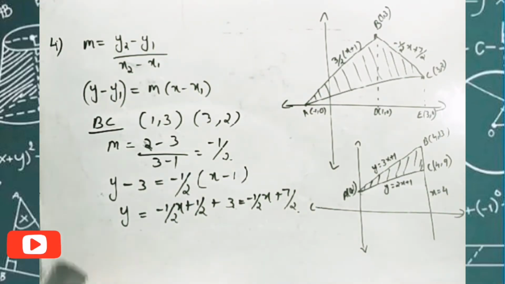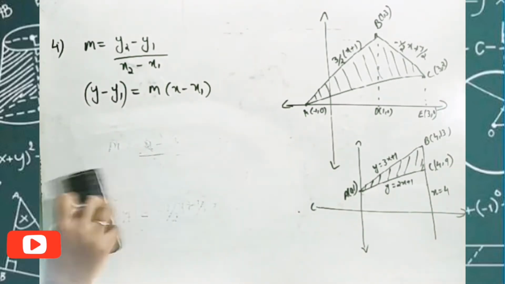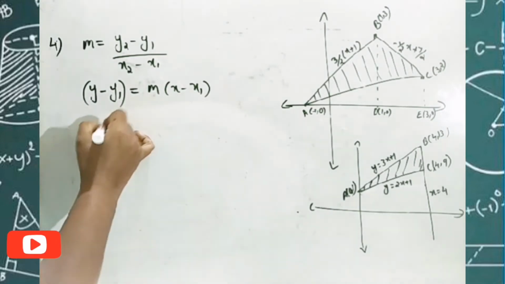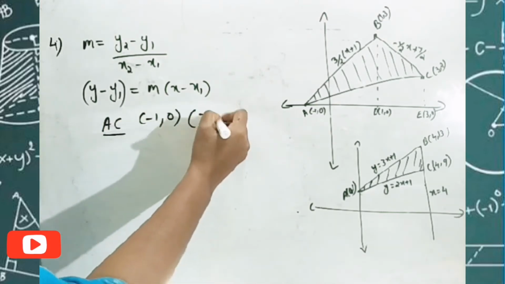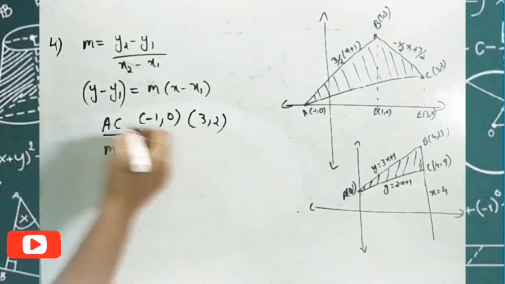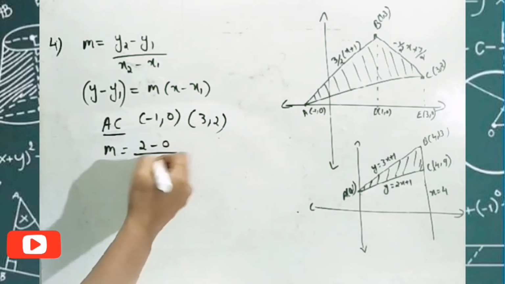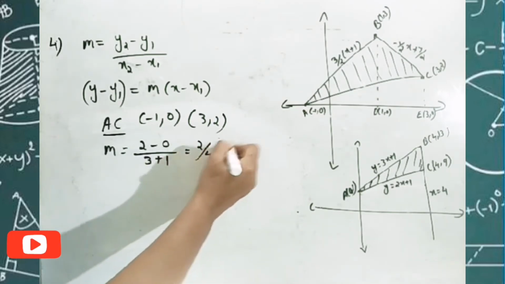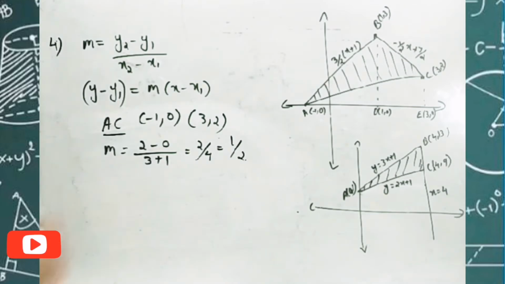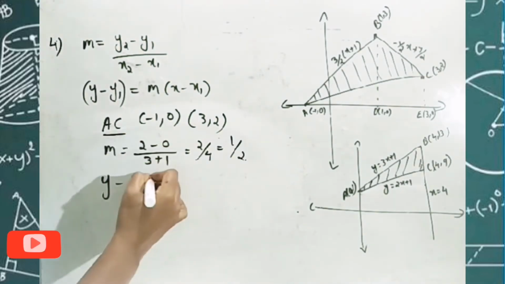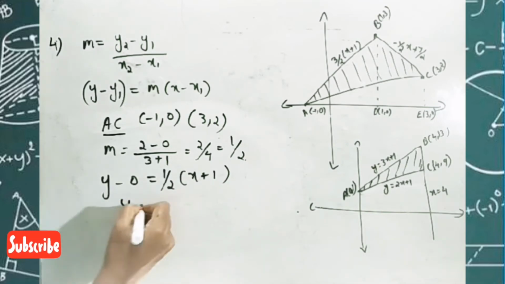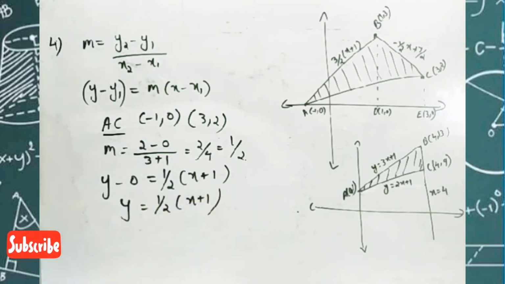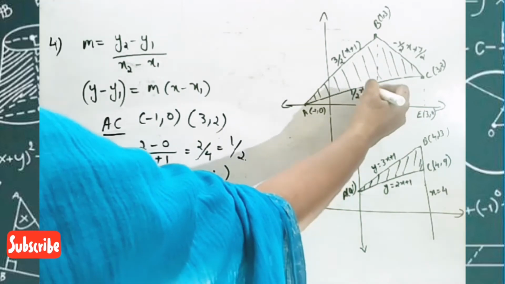Now the last line, that is AC. The coordinate of A is (-1, 0) and the coordinate of C is (3, 2). m is equal to y2 minus y1 divided by x2 minus x1, that is 2 minus 0 divided by 3 plus 1, which is 2 by 4, equal to 1 by 2. The equation is y minus 0 equals m into x minus minus 1, that becomes x plus 1. So y is equal to 1 by 2 into x plus 1. That is the equation of the line AC.